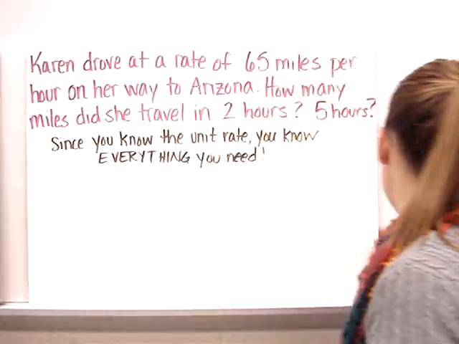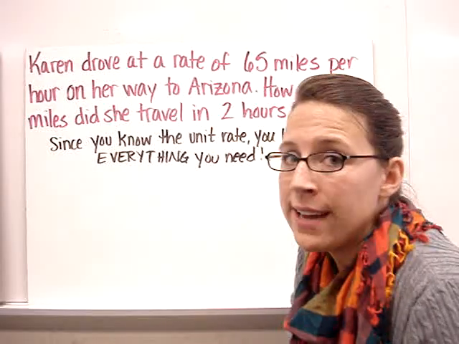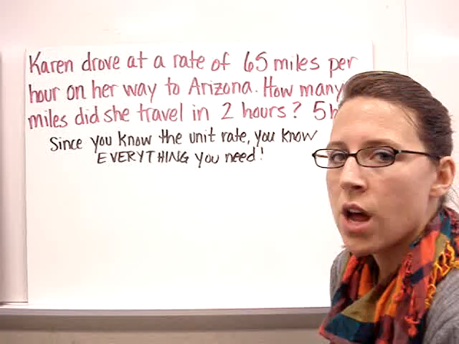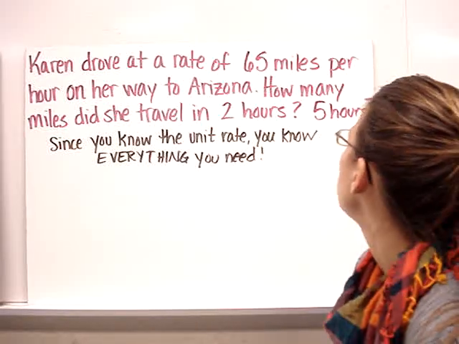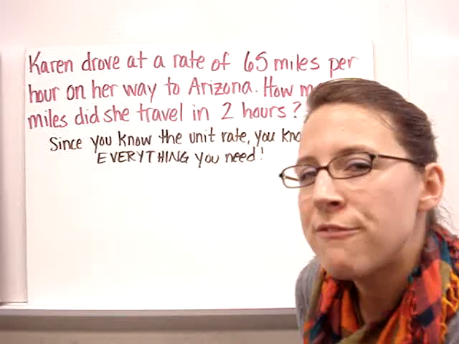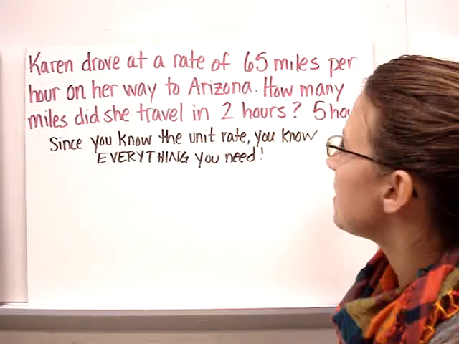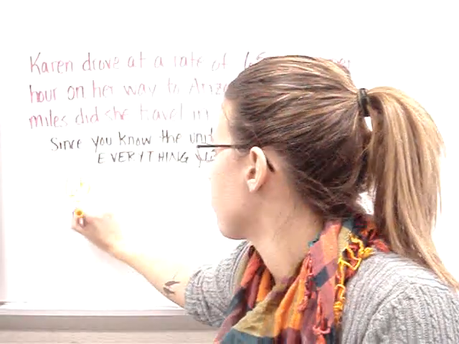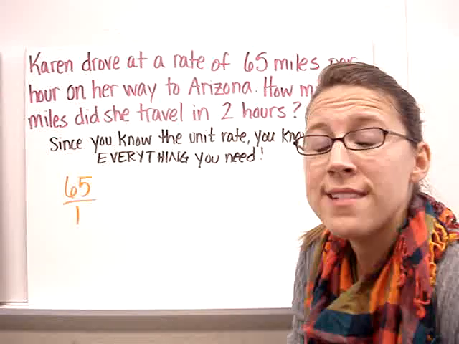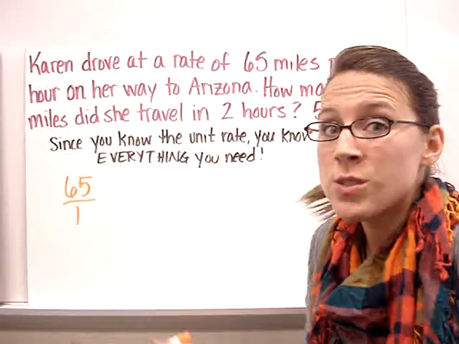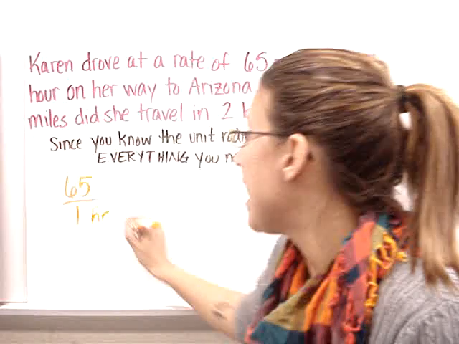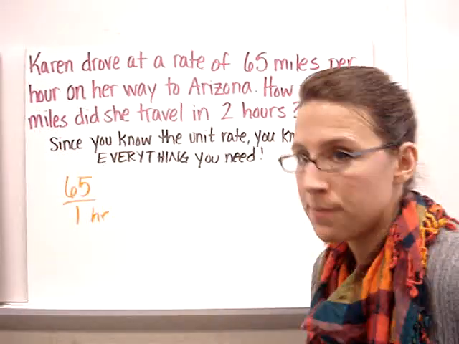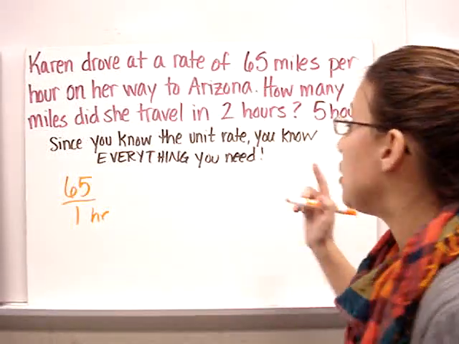Here's another one. Karen drove at a rate of 65 miles per hour on her way to Arizona. How many miles did she travel in 2 hours? What about 5 hours? What do you notice about 65 miles per hour? That is a unit rate. The second unit is 1. What did I tell you? If you know the unit rate, you know everything. It's awesome.